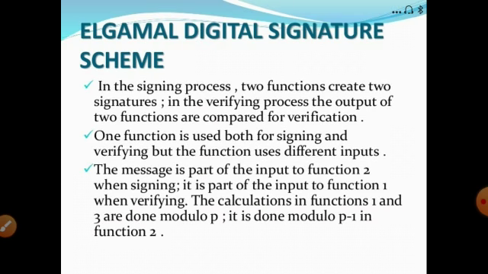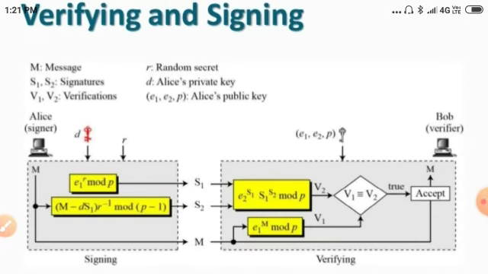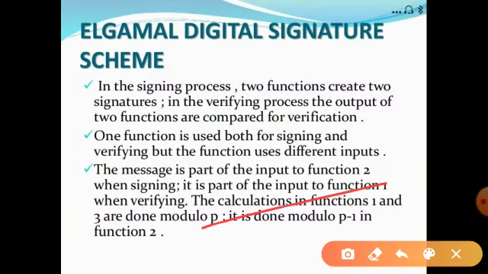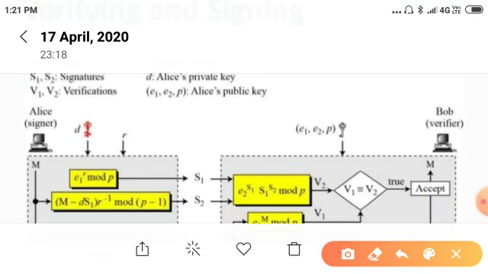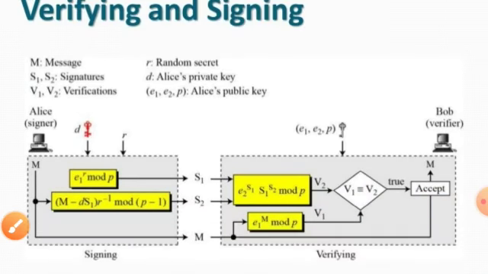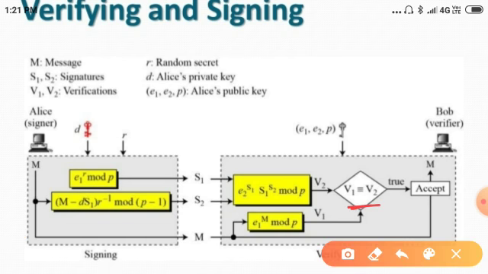In this ElGamal signature, the process is the same. In the signing process, two functions create two signatures, that is, F1 and F2 create S1 and S2. In the verifying process, at the other end, the outputs of the two functions are compared for the verification. We compare the two values and then perform the operation.